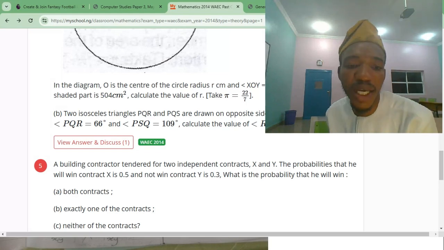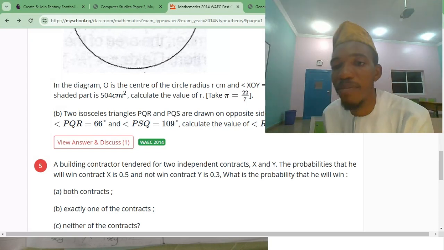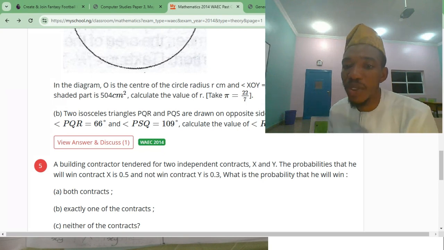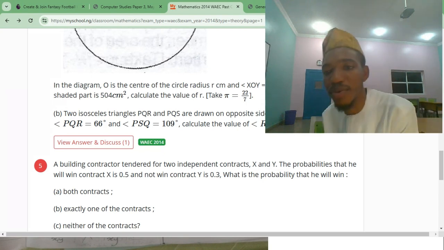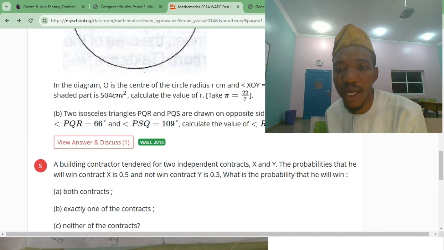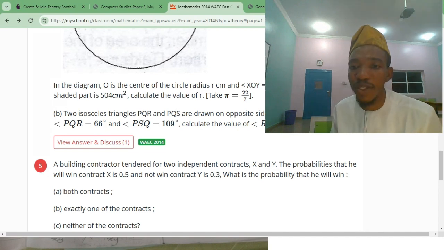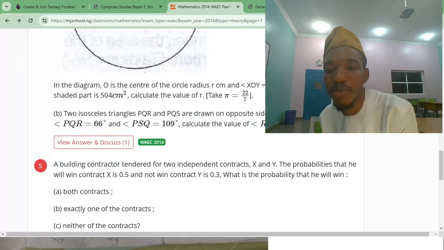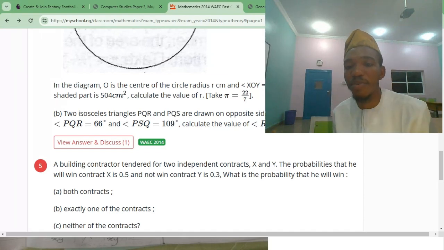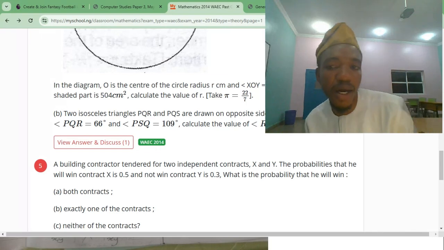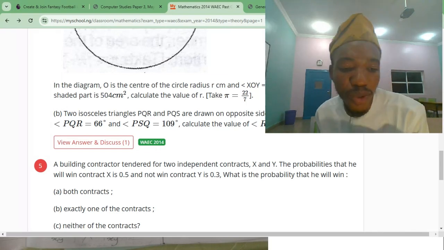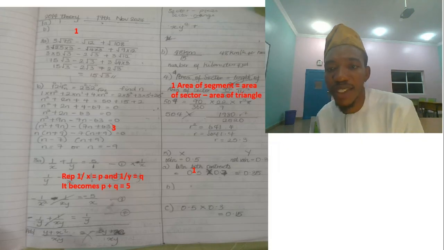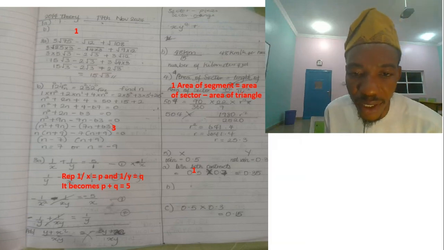So the third one says neither of the contracts. So that means the probability that he will not win the first one and he will not win the second one. So when we use and, you multiply. So what is the probability that he will not win the first one? That is 0.5. And what is the probability that he will not win the second one? 0.3. So you multiply 0.5 by 0.3 and you would have gotten your mark correctly there. But at least you were able to interpret the first one, but you didn't get the others.